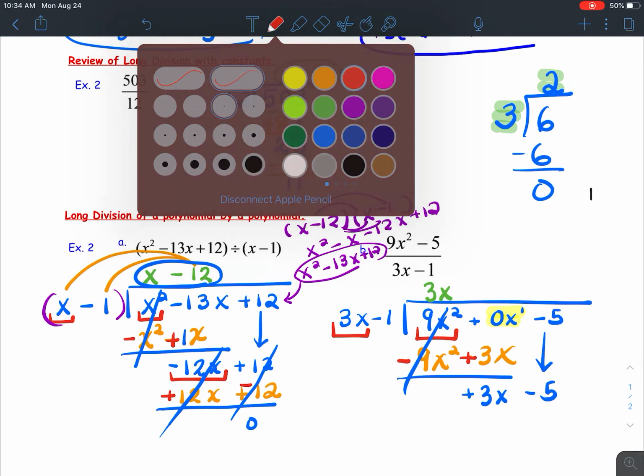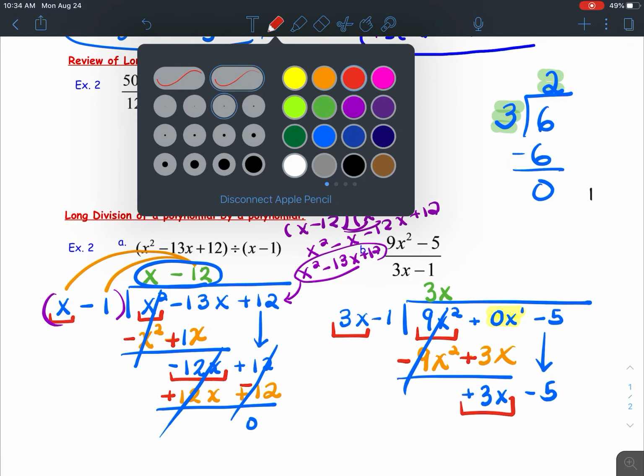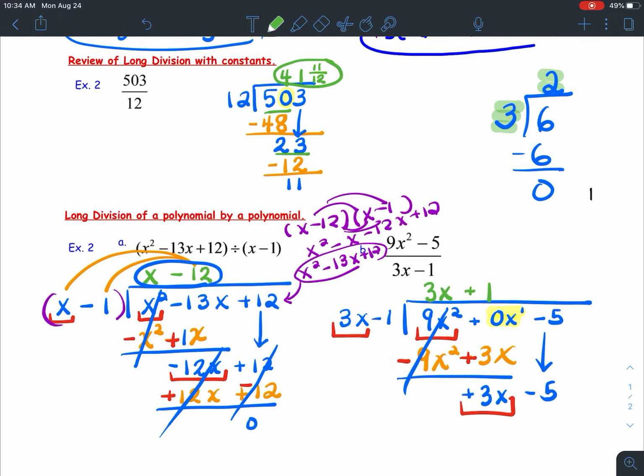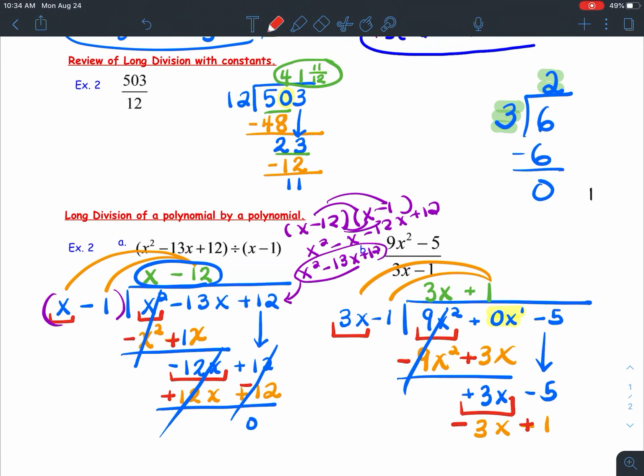Okay, just so we don't get confused, I'm going to erase those orange arcs there. And then we are repeating the same process, only this time comparing the 3x out in front with the 3x underneath. And what would we multiply 3x by to get it to look like a 3x? The answer is just a 1. Okay, so I distribute the 1 to the 2 terms out in front. I get 3x minus 1. I'm going to flip the signs. This becomes a negative. That becomes a positive. I'm going to add down.